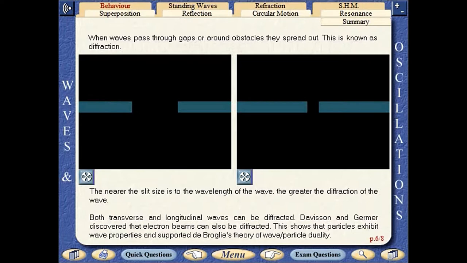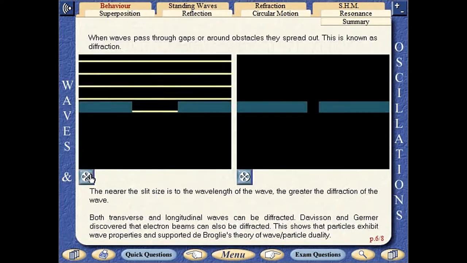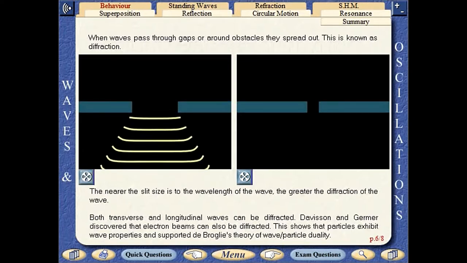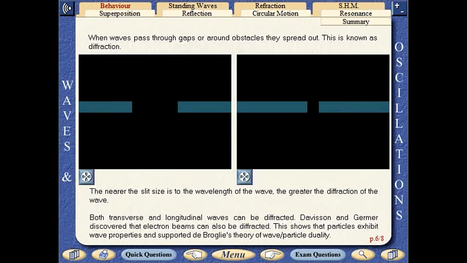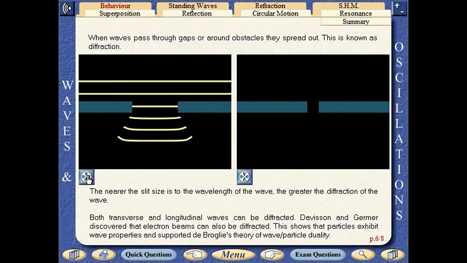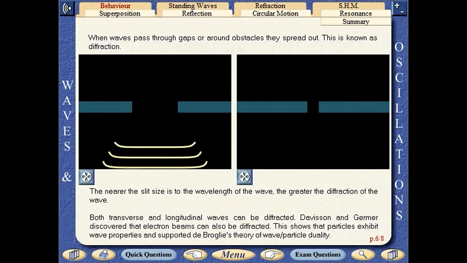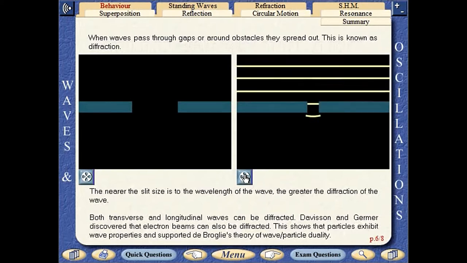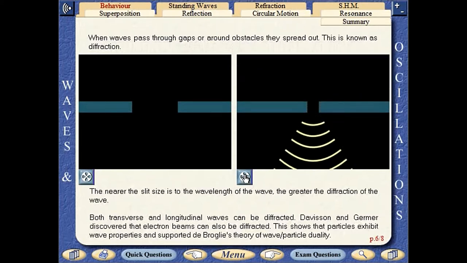When waves pass through gaps or around obstacles, they spread out. This is known as diffraction. The nearer the slit size is to the wavelength of the wave, the greater the diffraction of the wave. Both transverse and longitudinal waves can be diffracted. Davisson and Germer discovered that electron beams can also be diffracted. This shows that particles exhibit wave properties and supported de Broglie's theory of wave-particle duality.